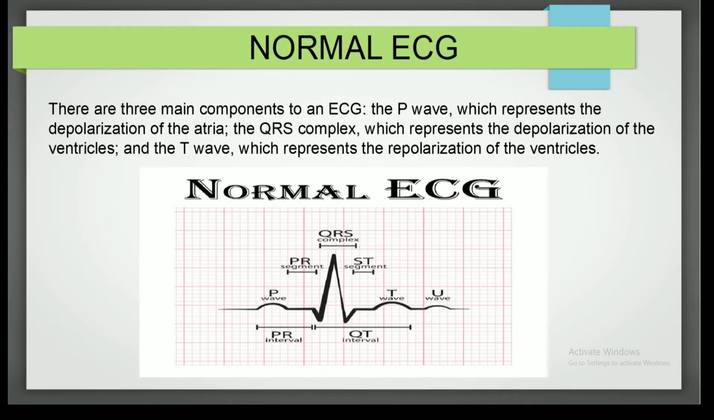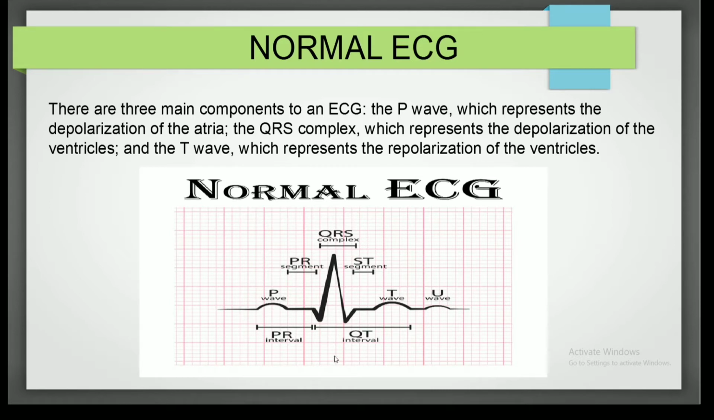Here is the P wave. So what is the P wave in a normal ECG? The P wave represents the depolarization of the atria. What is depolarization of the atria? When the blood comes into the atria, the atria contract so that the blood goes from the atria to the ventricle, and atrial contraction is called the depolarization of the atria. Then the P wave is formed because it is a graphical representation.